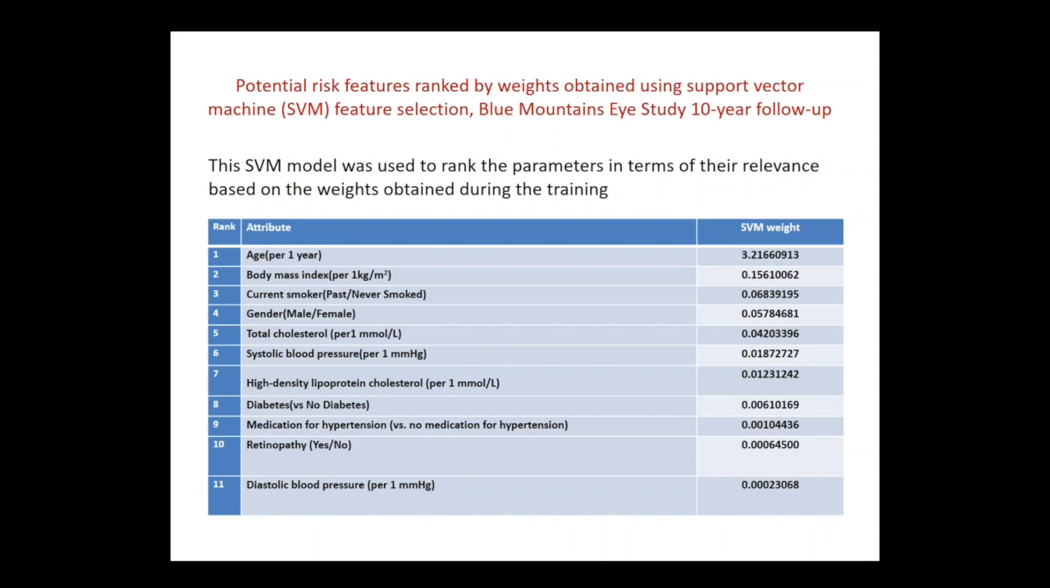Once we had done that, we then obtained from the SVM model the weights corresponding to the strength of the connection between each parameter and the net target output. Now, once we did that, we've got them listed there, and age obviously was the biggest single parameter, which is pretty similar to what the Framingham equation also gives us.